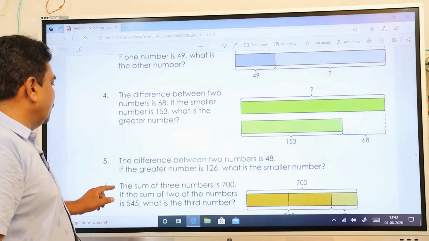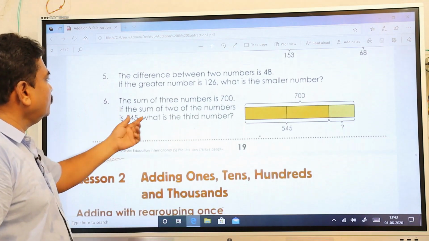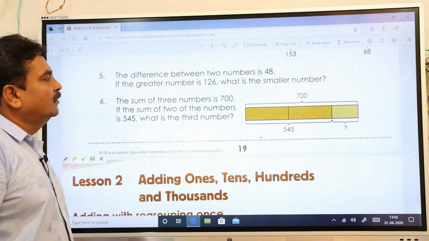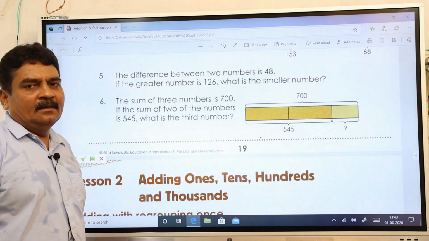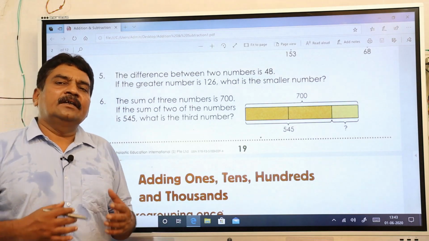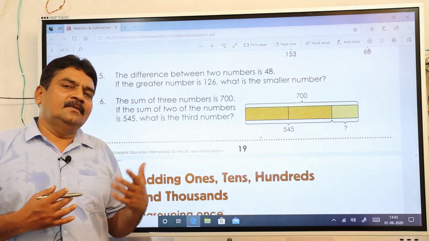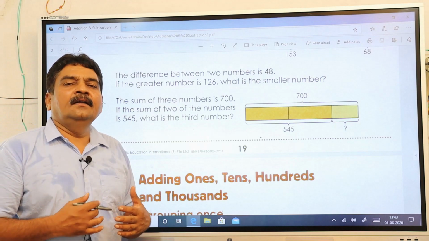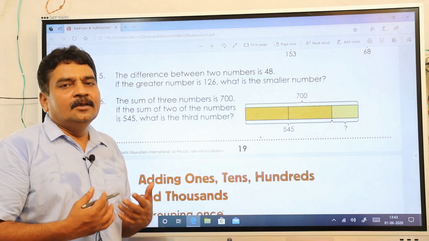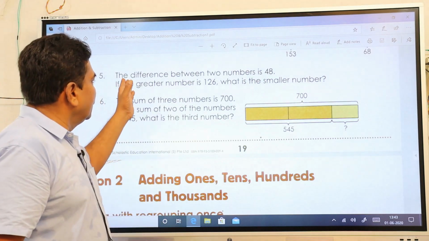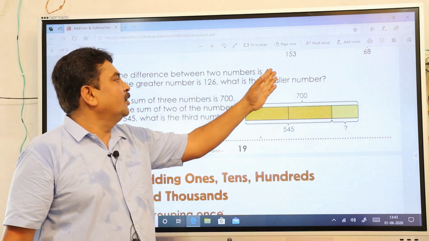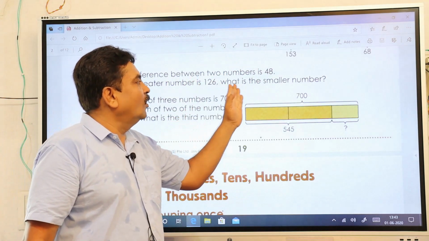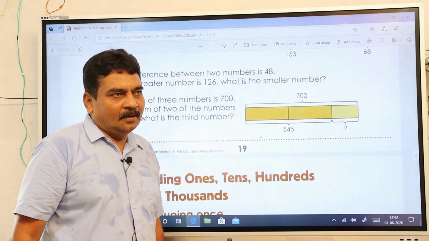Then come to the next one, that is the fifth one. The fifth one is also a similar one. I'll just explain because I want to explain all the problems present in the textbook, and you people please kindly understand and repeat again and again so that you can do the best. The difference between two numbers is 48. The greater number is 126. What is the smaller number?